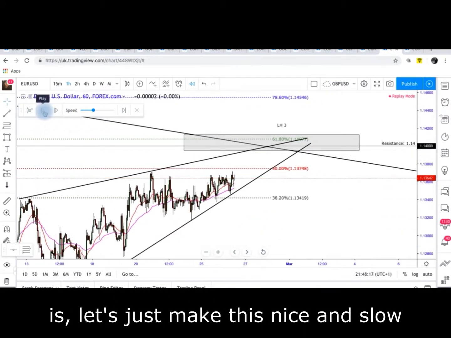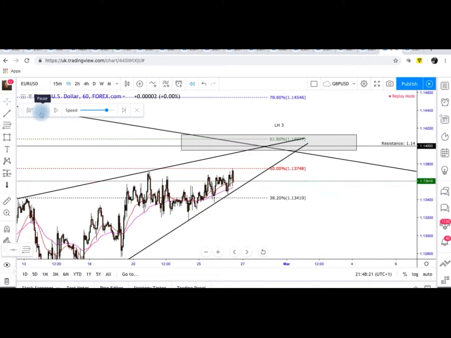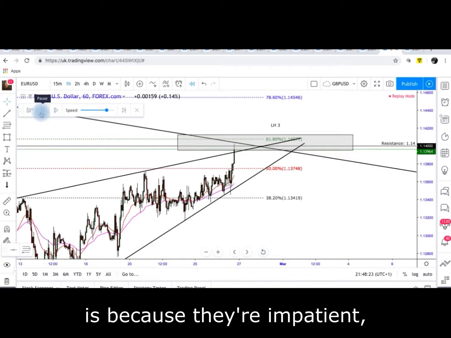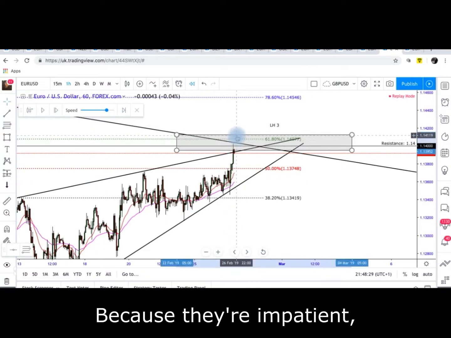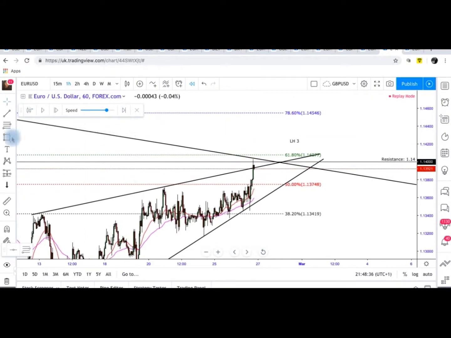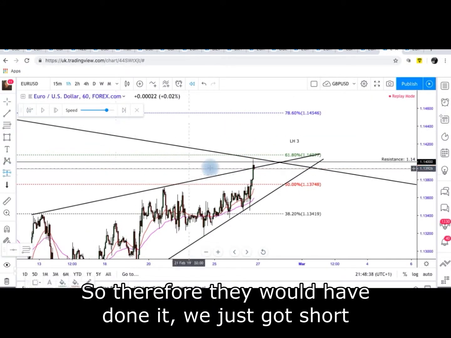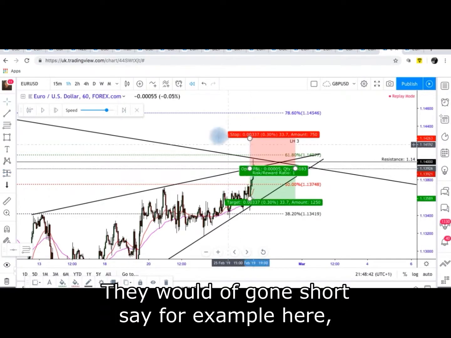Let's just make this nice and slow. Because they're impatient, they would have just got straight in off this point here. They would have known that this is a nice level, 114 is a lovely level. So what they would have done is gone short after these two candlesticks, say for example here.